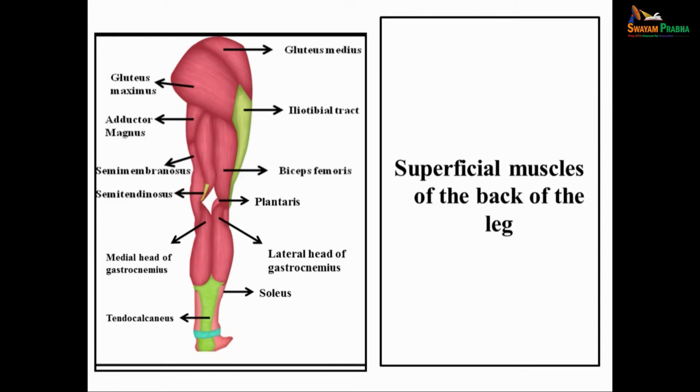So, of these, the main muscles, that is the semimembranosus, semitendinosus, biceps femoris, plantaris, and the medial and lateral heads of gastrocnemius, are going to form the boundaries of the popliteal fossa because they are closely situated here.